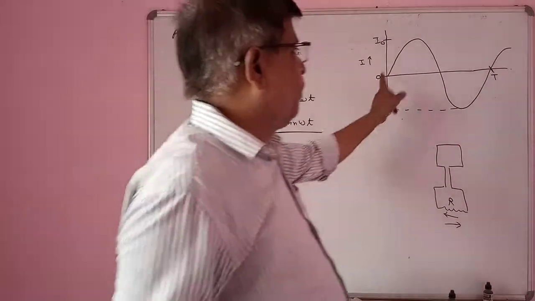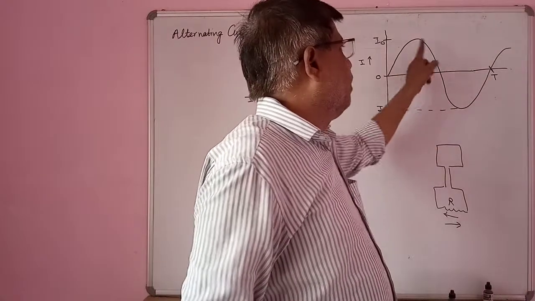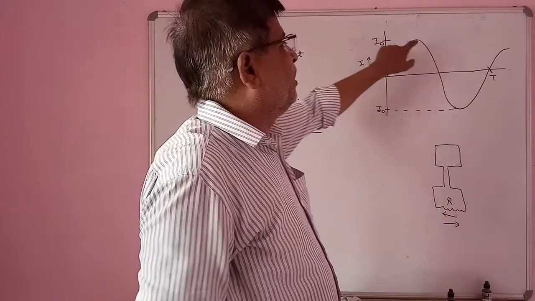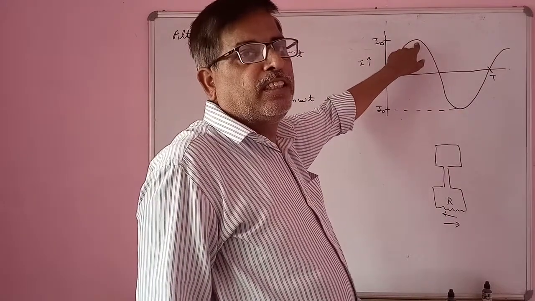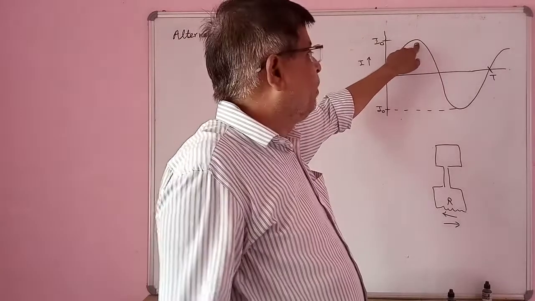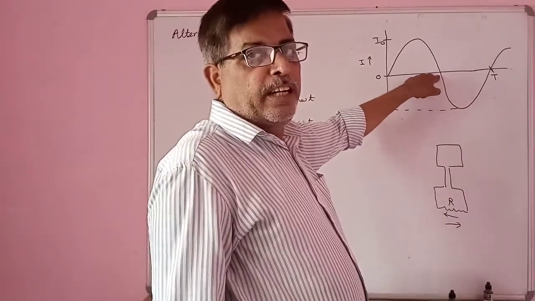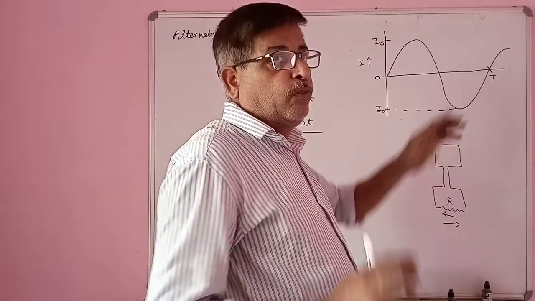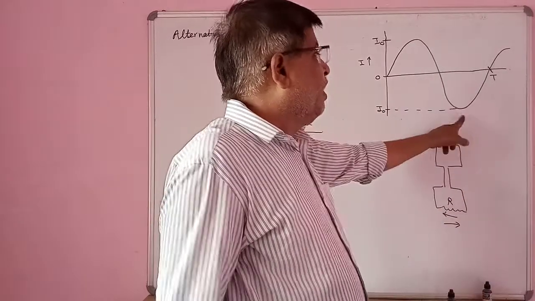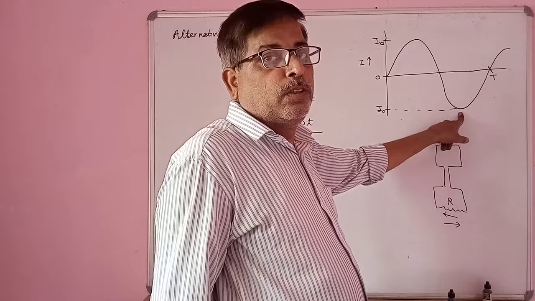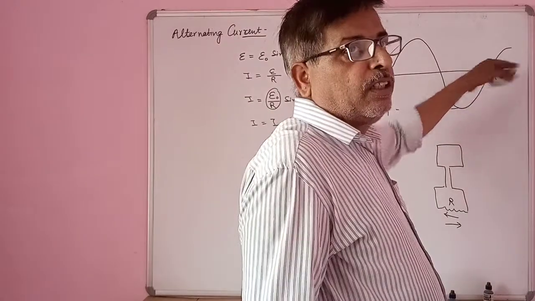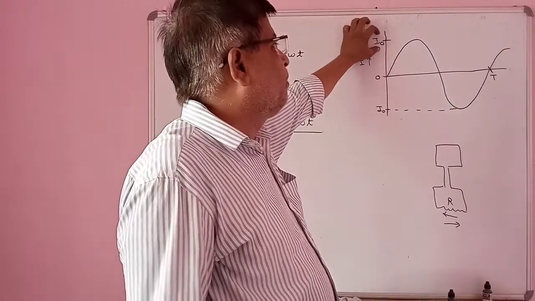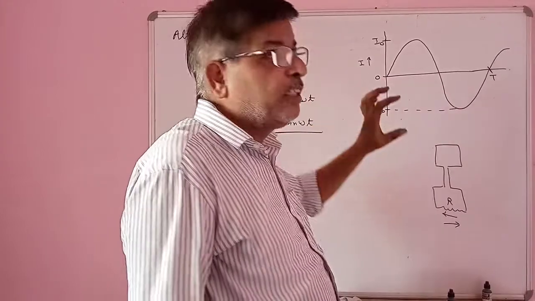This is one complete cycle. From here it is increasing in one direction. After getting the maximum value, it again decreases and becomes 0 at a particular instant, and then it increases in the opposite direction. Current flows in the reverse direction, again attains its maximum value, and then decreases to 0. This is maximum current in one direction. This is maximum current in the other direction.